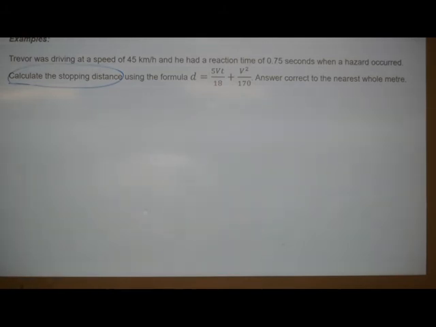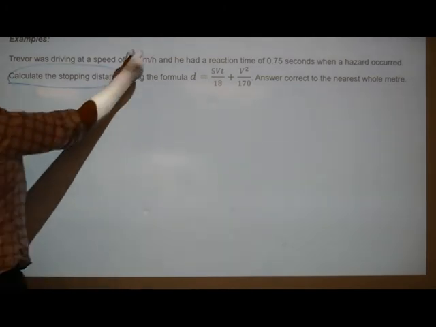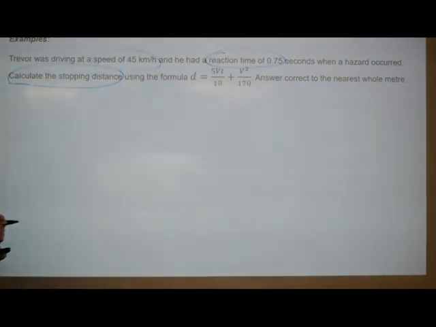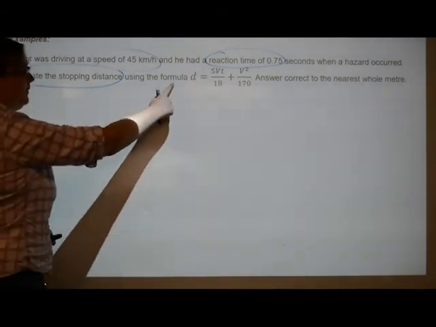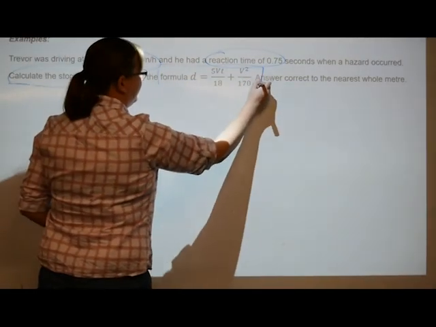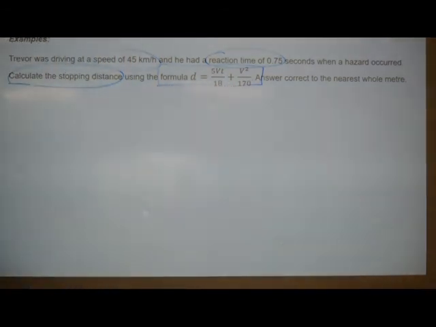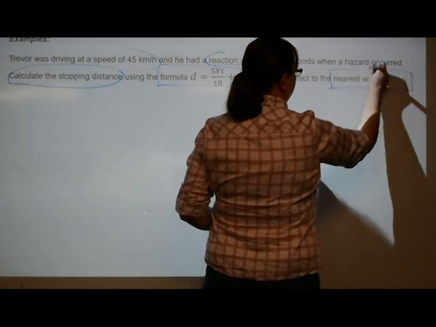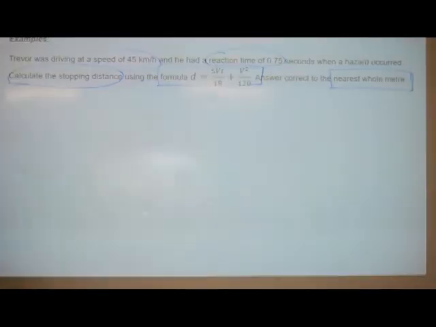What information do we need out of that question? The kilometres and his reaction time. Our speed, our reaction time. What's that thing down below? We need the formula then. We do need the formula. One more piece of information that we need to know about. Nearest whole metre. We need to know what the accuracy is that we need to be at. Okay? We need to know that information.